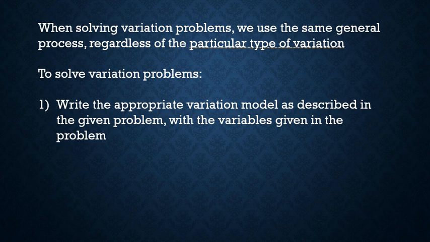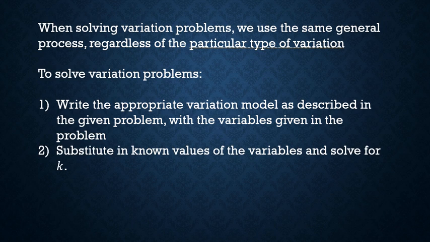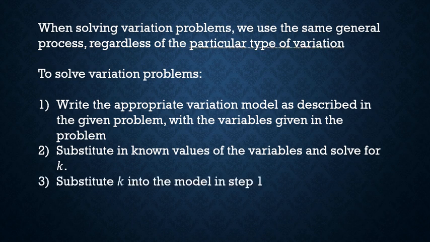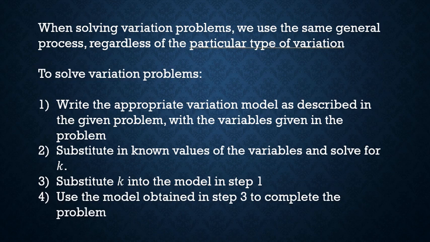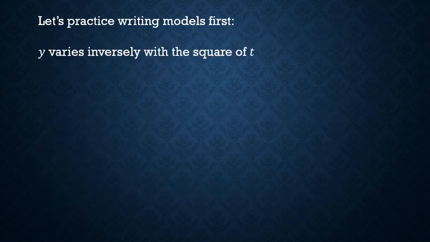Next, you're going to substitute in a known value for the variables, which will be given to you in the statement of the problem, and you're going to use that known value to solve for k. Then you're going to substitute that k value back into the model that you created in step 1, and this is the final model that you're going to use to answer all parts of the problem. But first, let's just get some practice with writing some models based on the description that you are given.